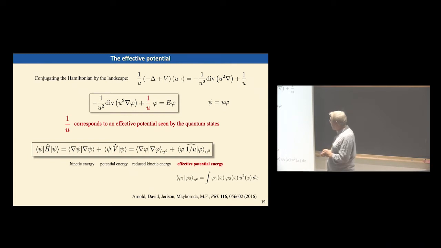The scalar product that you use has the weight u squared here. So phi is u squared normalized. And here you have simply the average value of 1 over u. So this tells you that the energy of any state cannot be smaller than the potential energy predicted by 1 over u. So 1 over u really acts as an effective potential.